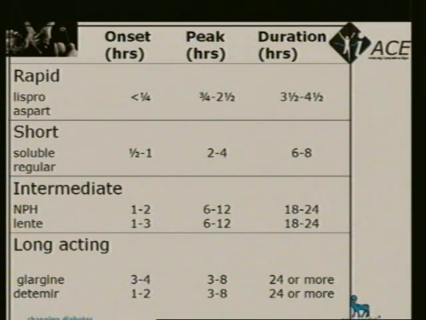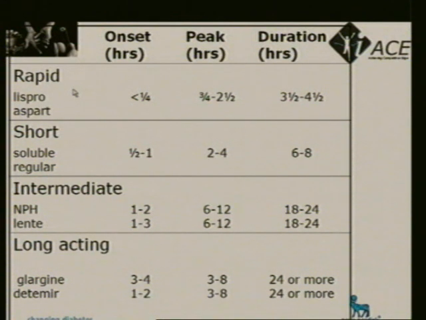Now, a couple of slides on the pharmacokinetics and the pharmacodynamics. We have the various types of insulins available as of today. We have the rapid acting insulins, which are Lispro and Aspart. These are the two commonly used rapid acting insulin analogs. These are the modern insulins, or the ultra short acting, or as they are called, rapid acting insulins.